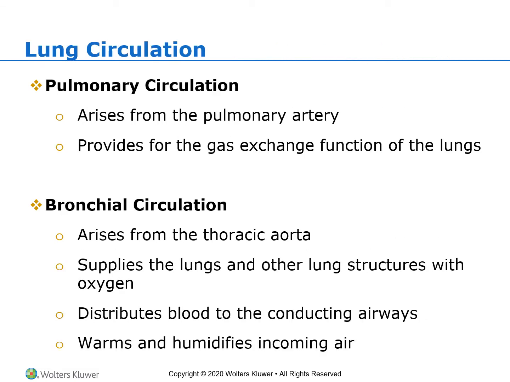So there are these two circulations that happen in the lungs. The bronchial circulation distributes blood to the conducting airways and the supporting structures of the lungs. The pulmonary circulation arises from the pulmonary artery and provides for the gas exchange function of the lungs.